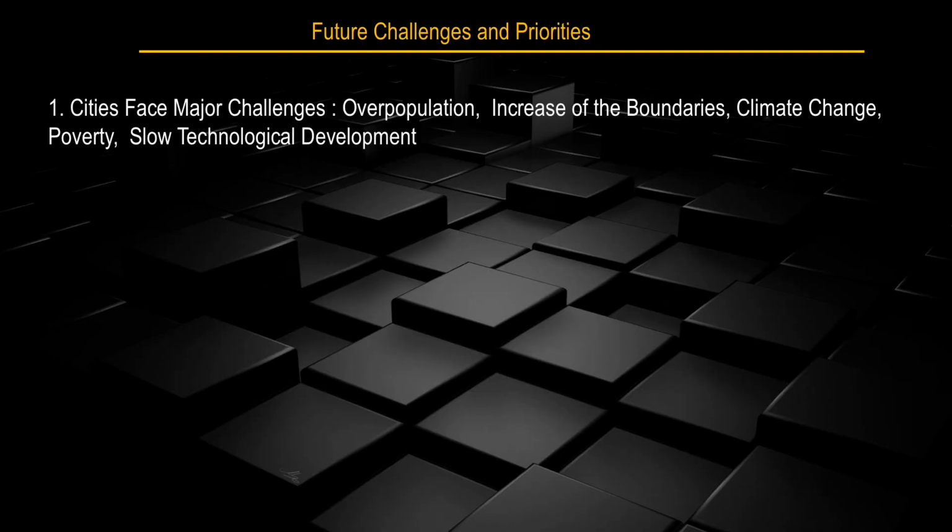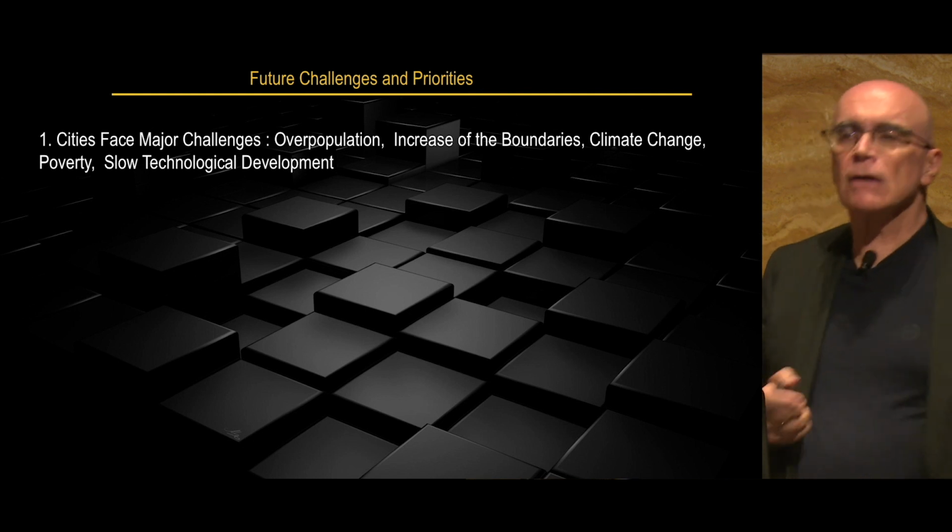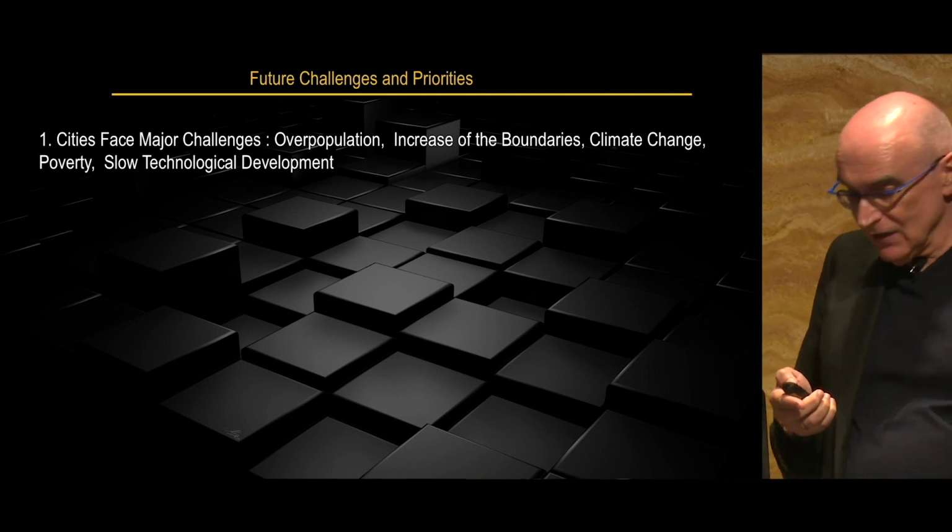Last slide. Urban overheating is not an isolated problem. It has not to be seen as an isolated problem. It is part of a global problem of our cities. In our cities, we have a problem of overpopulation. We have a problem of increase of the boundaries, climatic change, poverty, slow technological development. So there is a challenge for the future.